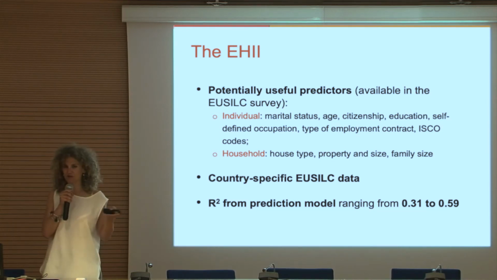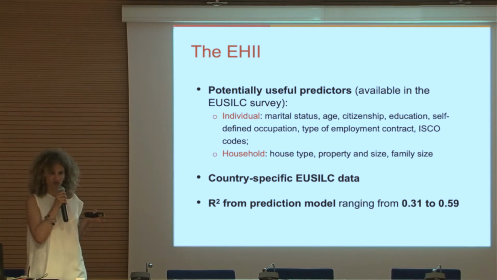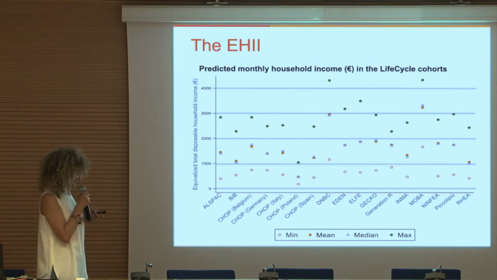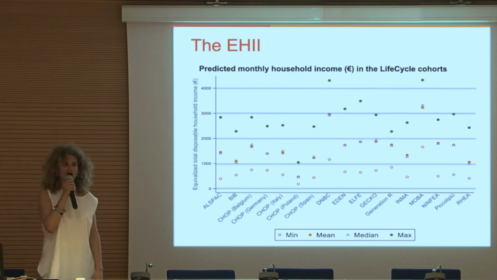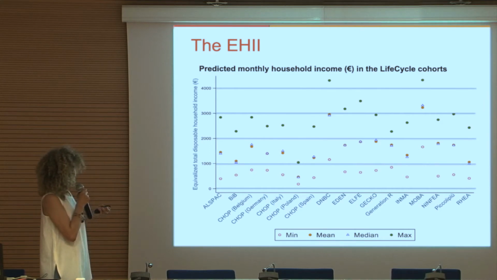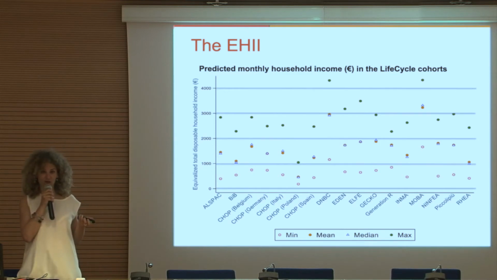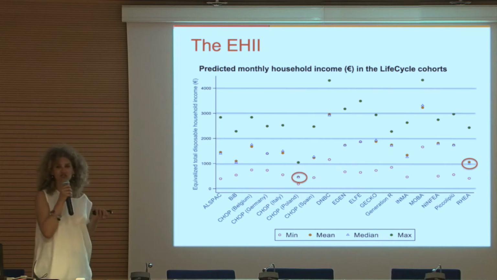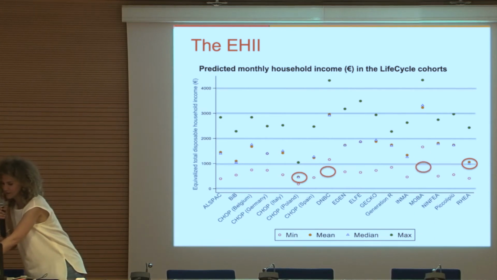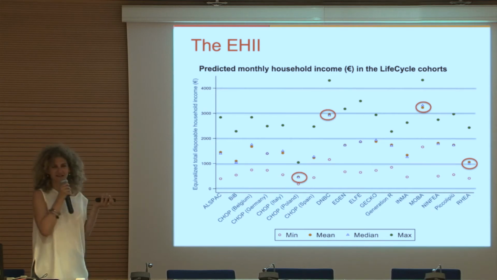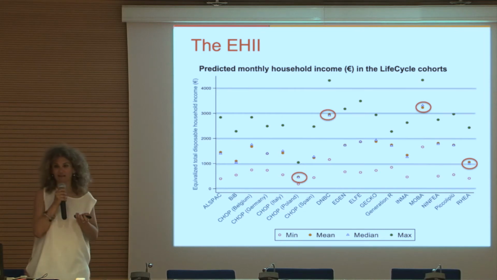And in the studies for which this process has been conducted, the R, which is a measure of the prediction capability, ranges from 0.3 to 0.6. This is a graph showing the distribution of the predicted income in almost all the Life Cycle cohorts, which are, as I've said, carried out in different European countries. The orange dots represent the mean predicted monthly household income. And as we can see, the lowest income is observed in a Polish study and in the Rhea cohort, which is conducted in Greece, while the highest income is observed among the northern studies, the DNBC, which is the Danish birth cohort study, and MoBa, which is conducted in Norway.